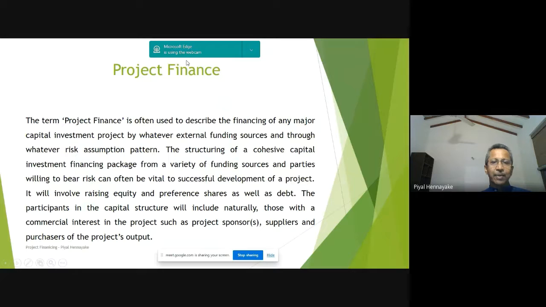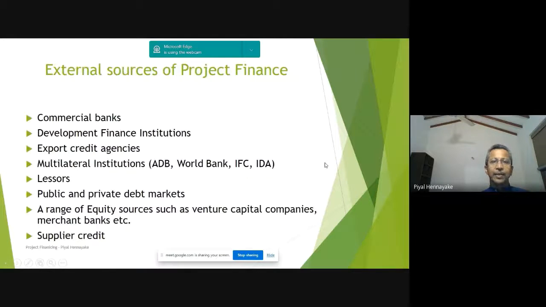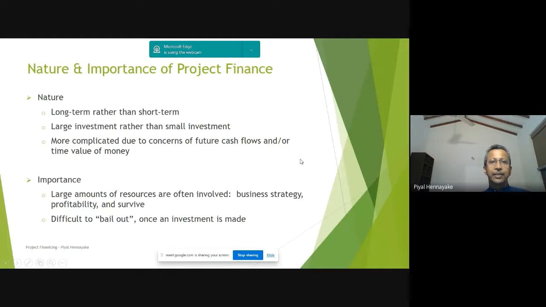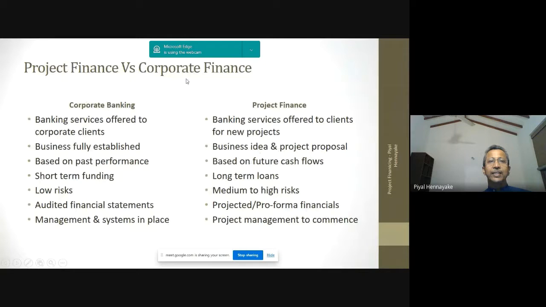Then we had a project finance definition, and I have broken down the project finance definition in point form so that it is easy for you to remember. And we discussed the nature and importance of project finance.